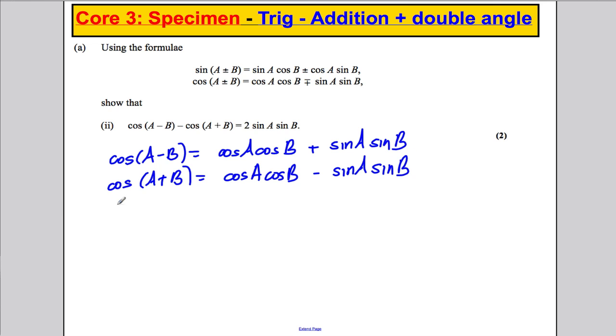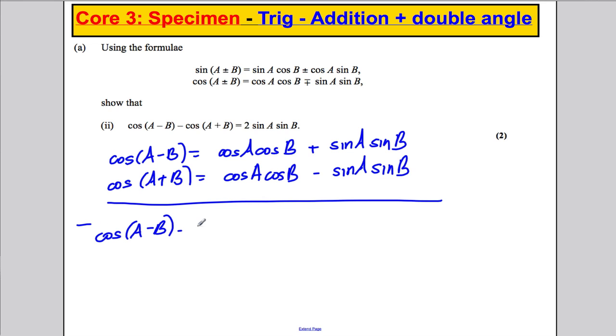And if we take them away, we would have cos A subtract B subtract cos A plus B. Well, just looking at these columns, what would we get if we subtract them? Well, this one and this one would subtract from each other, and you get sine A sine B subtract negative sine A sine B, which would actually be 2 sine A sine B, and you've got what you asked for.